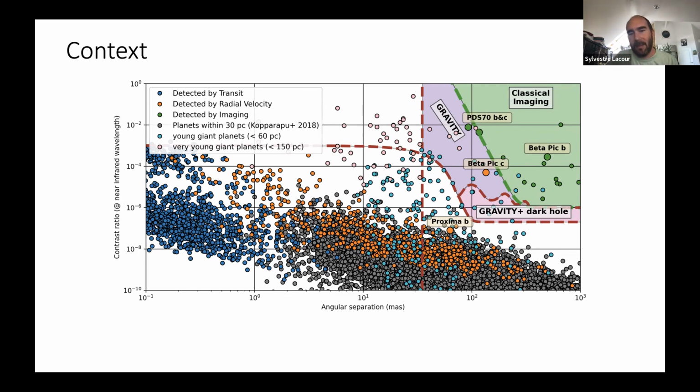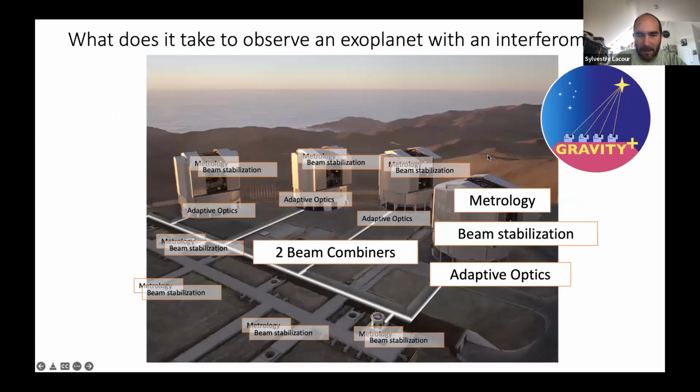And the GRAVITY instrument here is very interesting because it reaches this zone around the ice line where we expect most of the young Jupiters are. So that's the field of view, the domain of observation of GRAVITY, which is at shorter angular separation compared to classical imaging. So what does it take to observe an exoplanet with an optical interferometer?